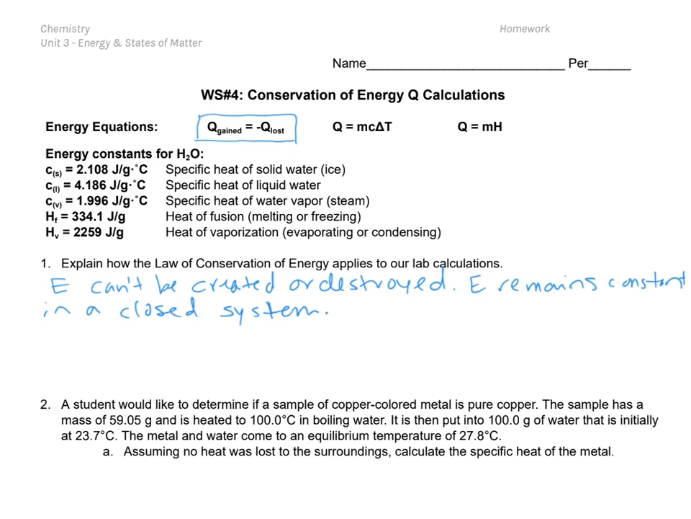And because of that, when we put the hot metal into the cold water, the metal heated up the water. That transfer of energy, the energy lost by the metal in our lab, all of it went into the water. None of it was lost because it was a closed system, which means the energy lost by the metal is equal to the energy gained by the water. And that is the logic we will be using for the calculations.